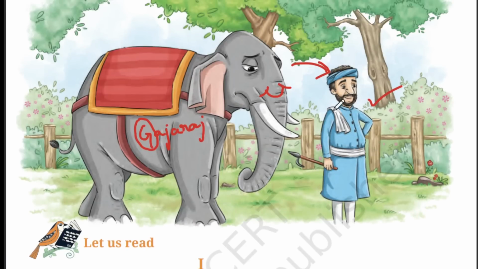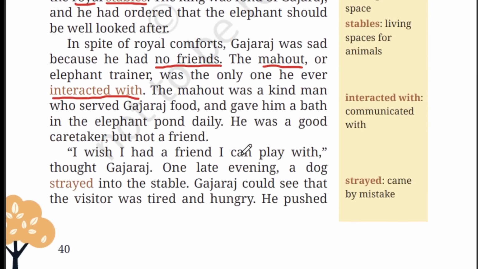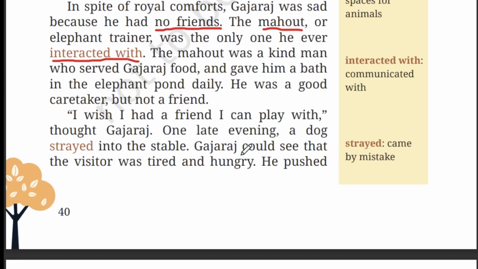Mahout used to give a bath to Gajaraja. He used to give food and everything, and he took good care of Gajaraja. But even though, Gajaraja is sad because Mahout is not his friend, he is his caretaker. "I wish I had a friend I could play with," thought Gajaraja. So Gajaraja is thinking that he should have a friend so that he can play with his friend.